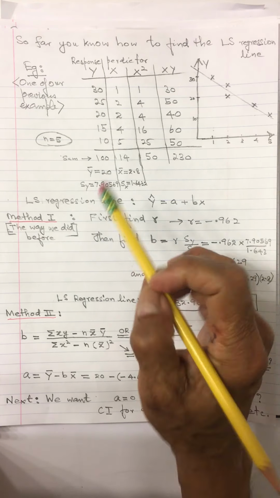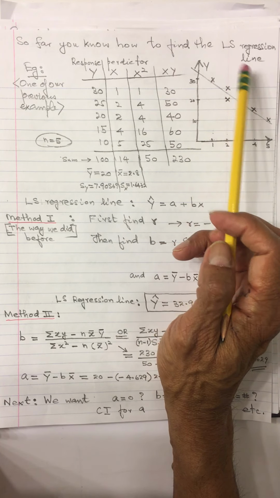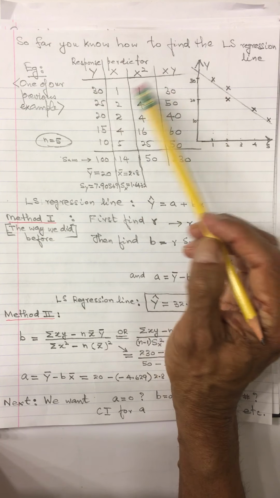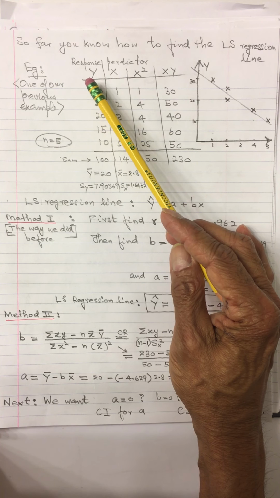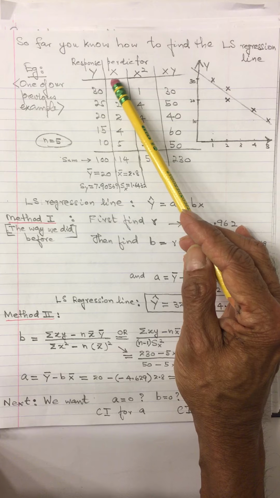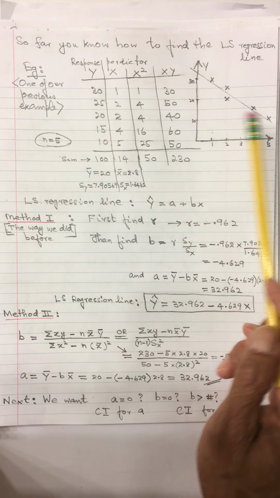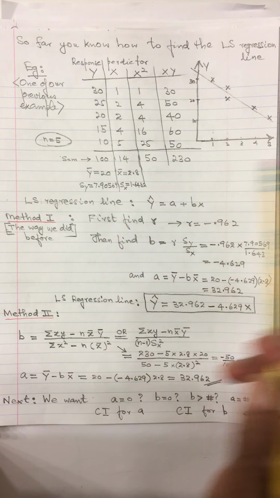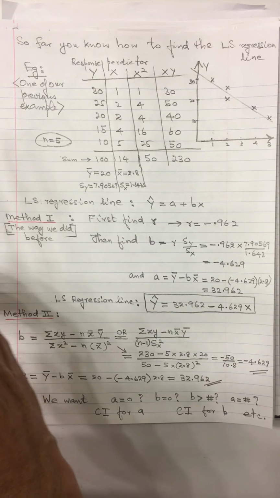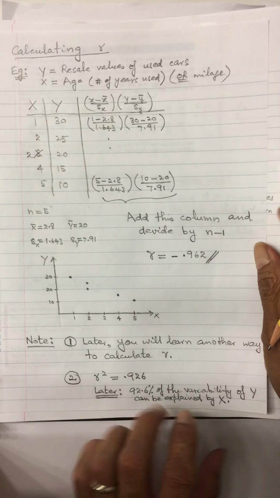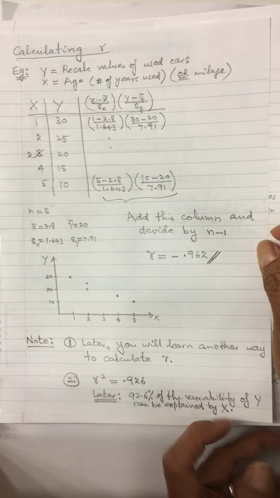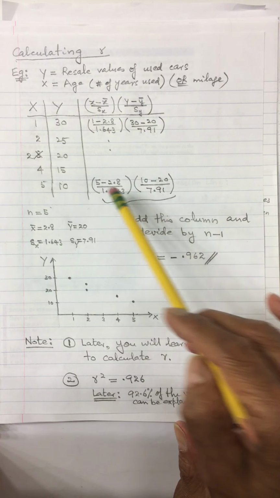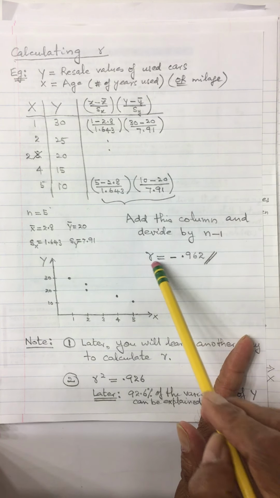So far, you know how to find the least square regression line for a given data set. This is an example I used before: the resale values of used cars using the mileage. In this example, the way we figure out the least square regression line is first by finding the R value for this data set, the y here and the x here. So we calculate this and add them up and then divide by n-1 to figure out R.